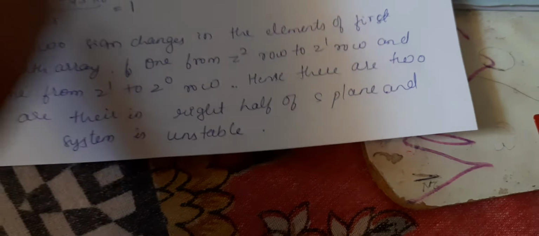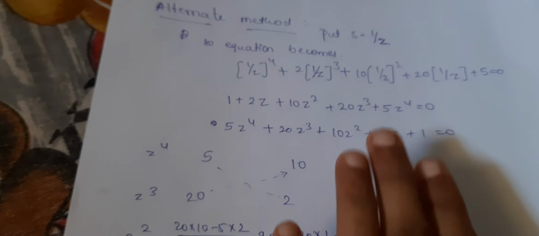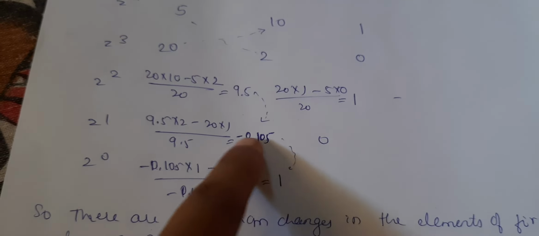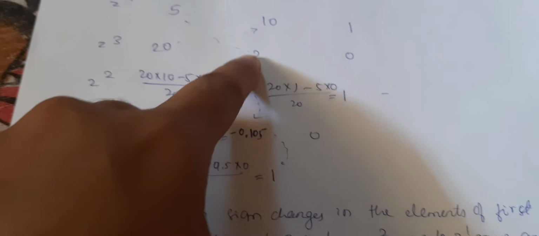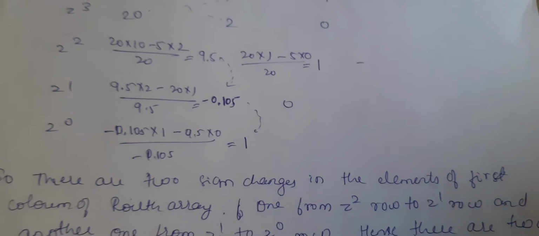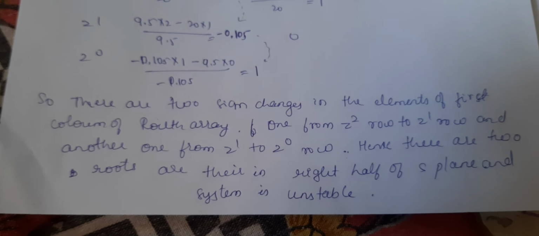Of these two methods, this Z transform method is very comfortable. We have to see how many roots are there in the right half of the S plane. Hence there are two sign changes, so there exist two roots in the right half of the S plane. Okay, thank you.